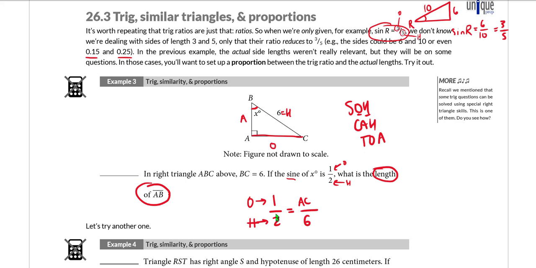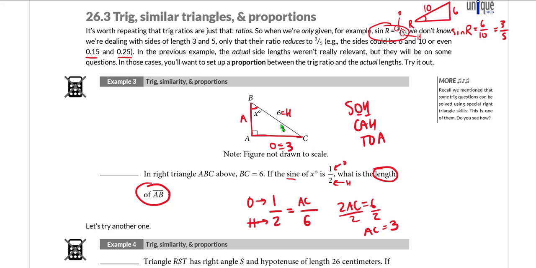So now I have this nice proportion. I cross multiply. I get that 2AC equals 6. I divide by 2, divide by 2. And I now know that AC must equal 3. That is the length of the opposite side. What are they asking? They're asking for the length of AB.